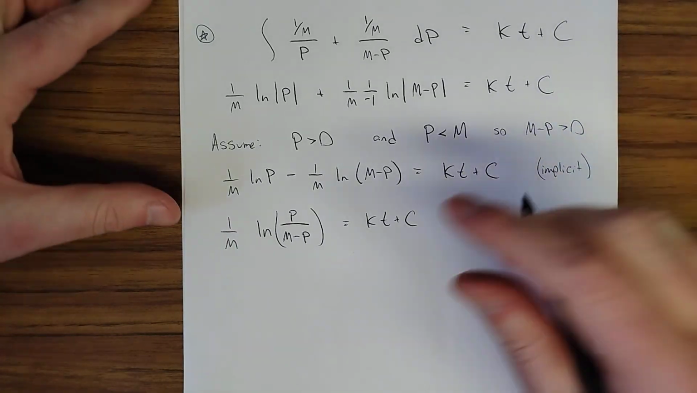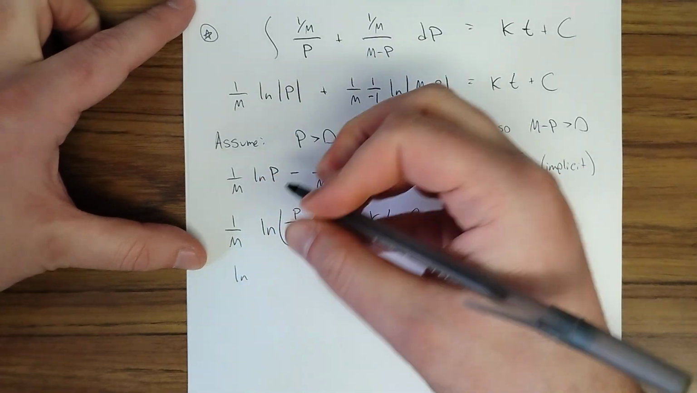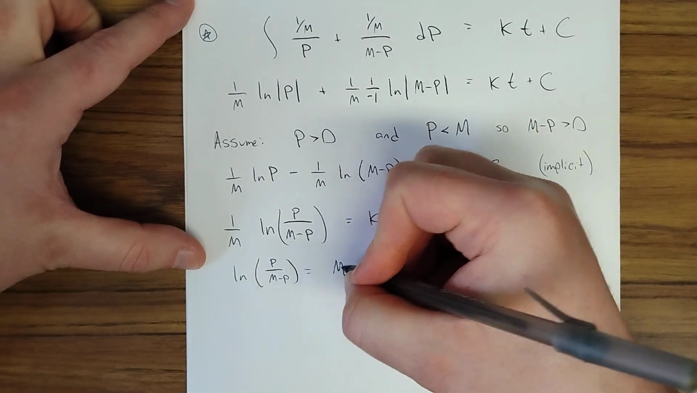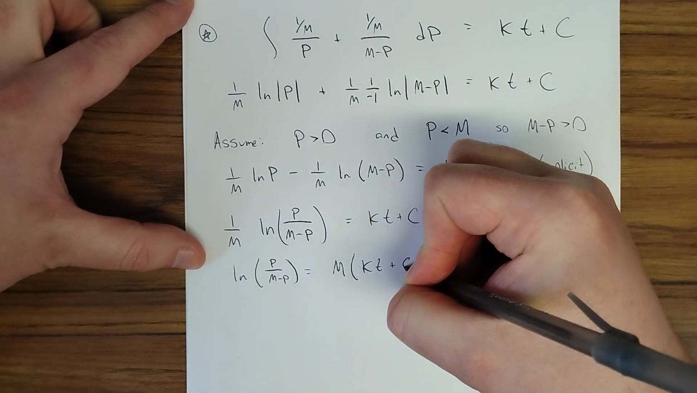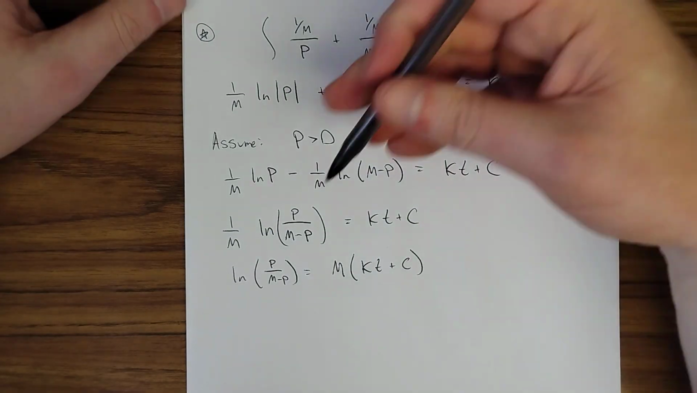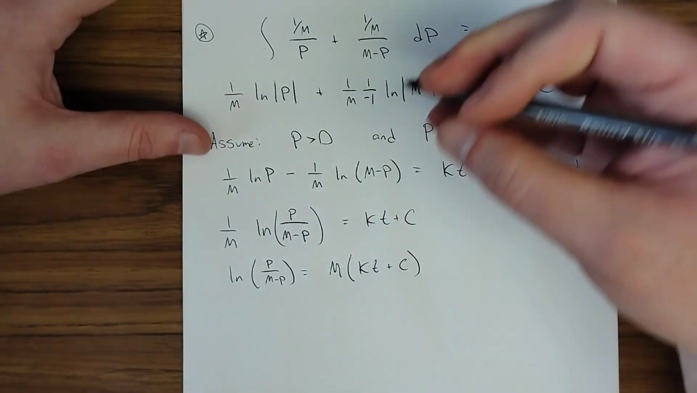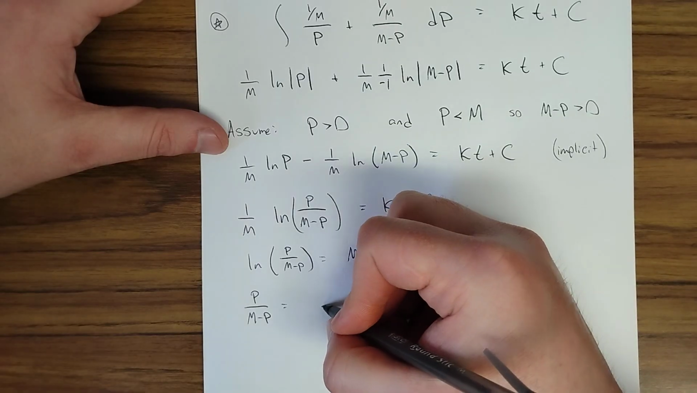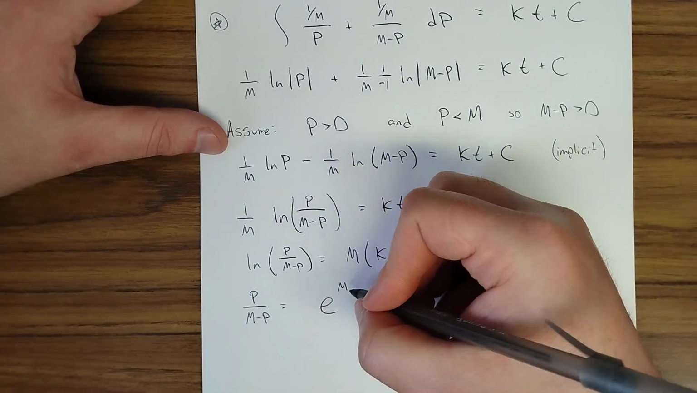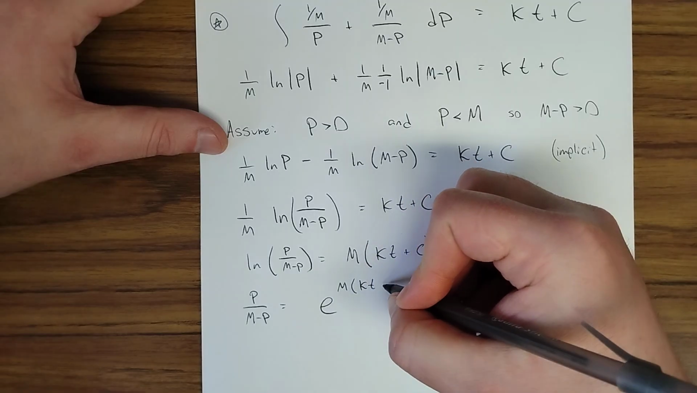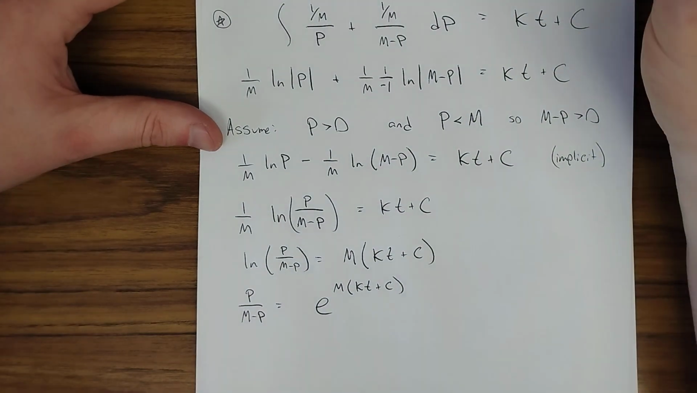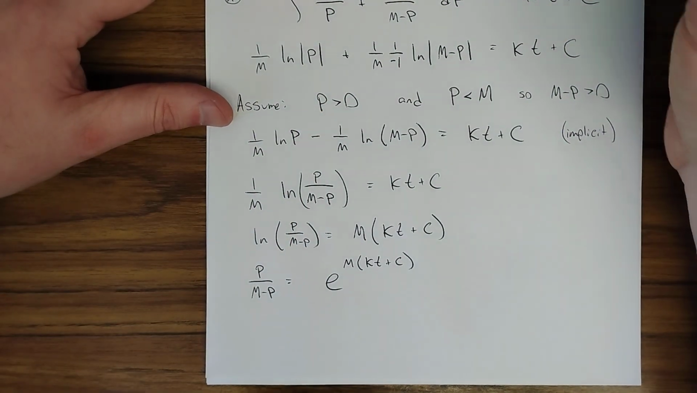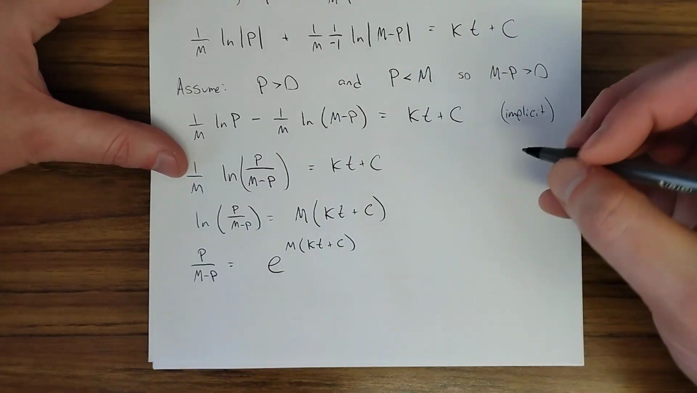My goal is to solve for p, so let me get the m over. Well, how do I get rid of the natural log? I do e to both sides. Okay, now we're going to do a little bit of ugly algebra. I still have p in two different places. Let me multiply this over here.